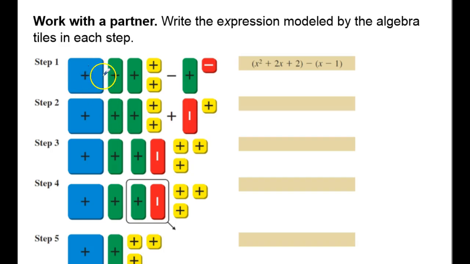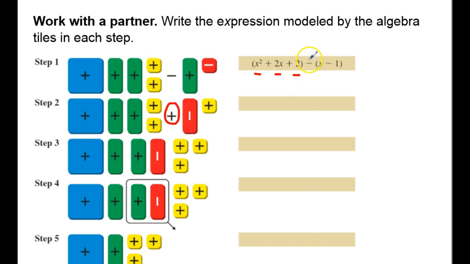So here I see this blue tile. This is going to be an x squared, as evidenced here, right? X squared. I have 2 x's and I have 2. So that's worth my 2x plus 2. And I'm subtracting a positive x and a negative 1. Right? So in order to combine my like terms, this sign right here has to be a positive. So I have to switch the color of both of these tiles.